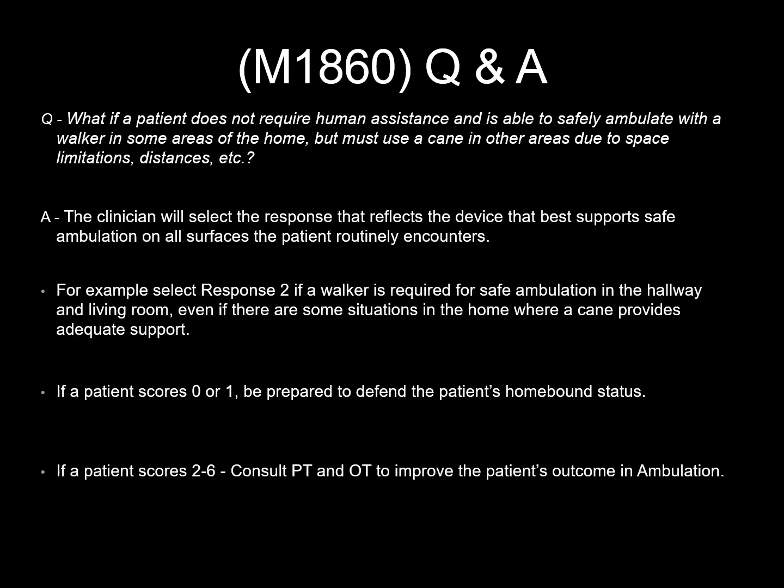Another question, what if a patient does not require assistance and is able to safely ambulate with a walker in some places, but must use a cane in other areas due to space limitations, distances, etc.? The answer is a clinician will select the response that reflects the device that best supports safe ambulation on all surfaces the patient routinely encounters. For example, 2, if a walker is required for safe ambulation in the hallway, in the living room, even if there are some situations in the home where a cane provides support.